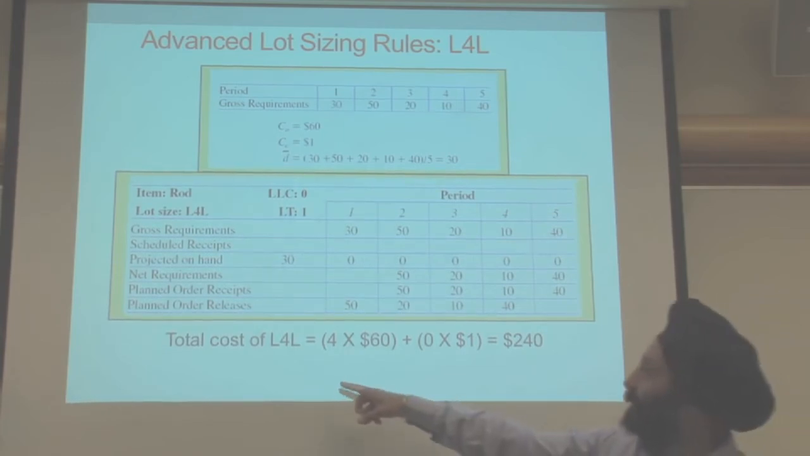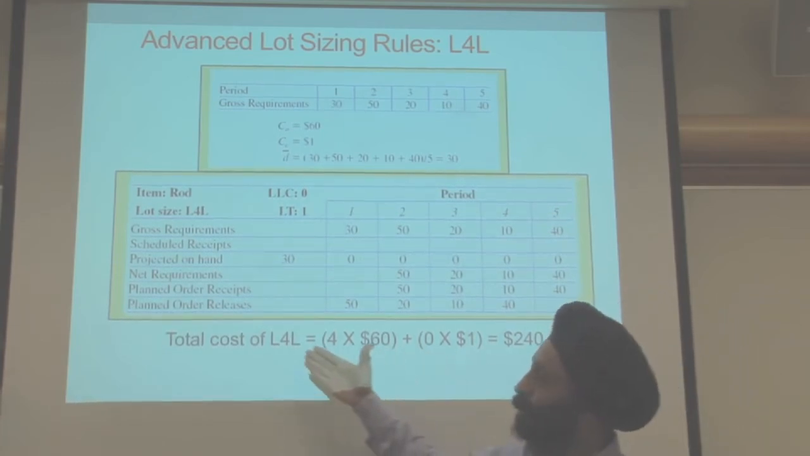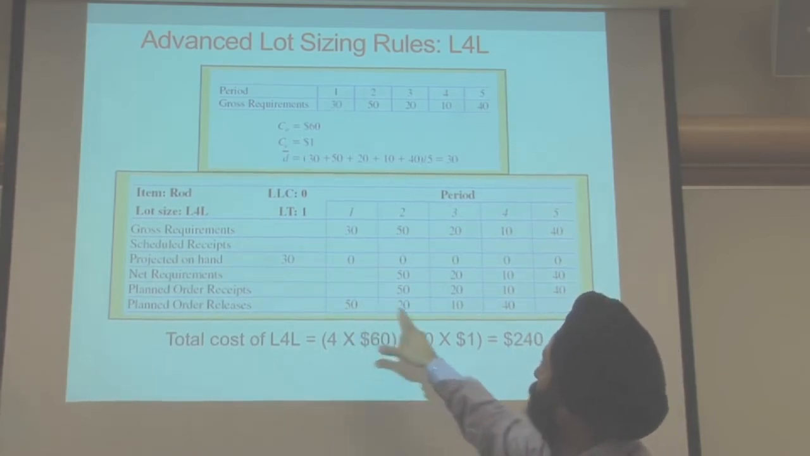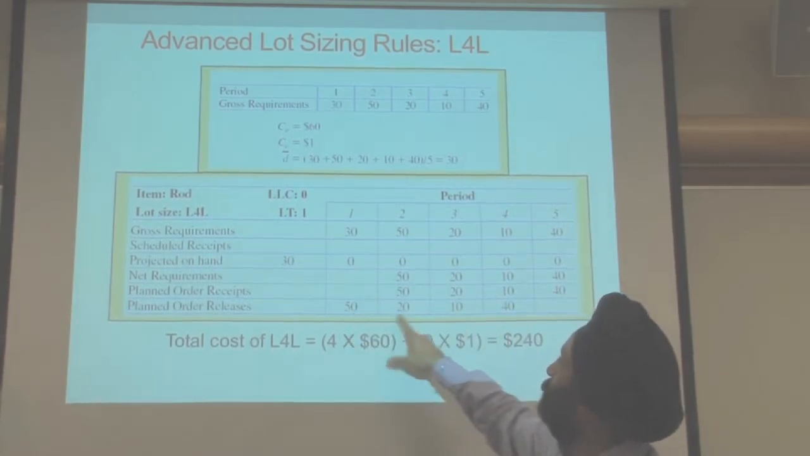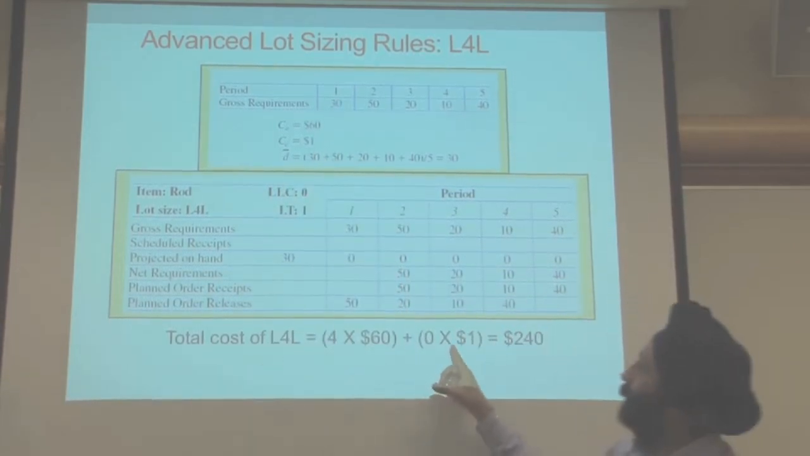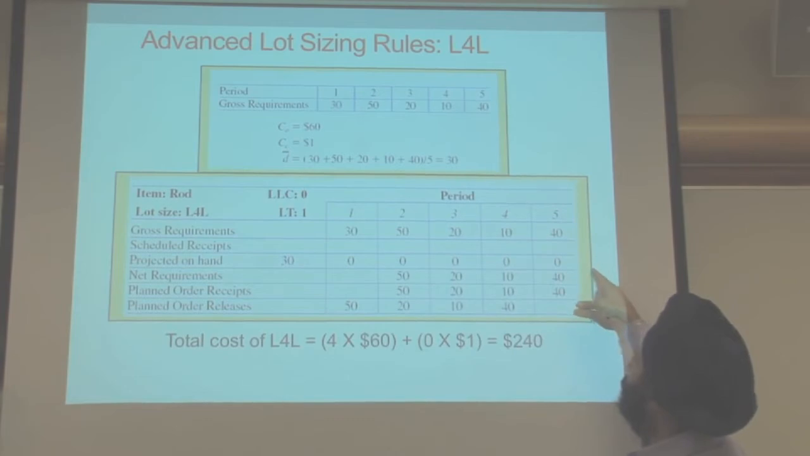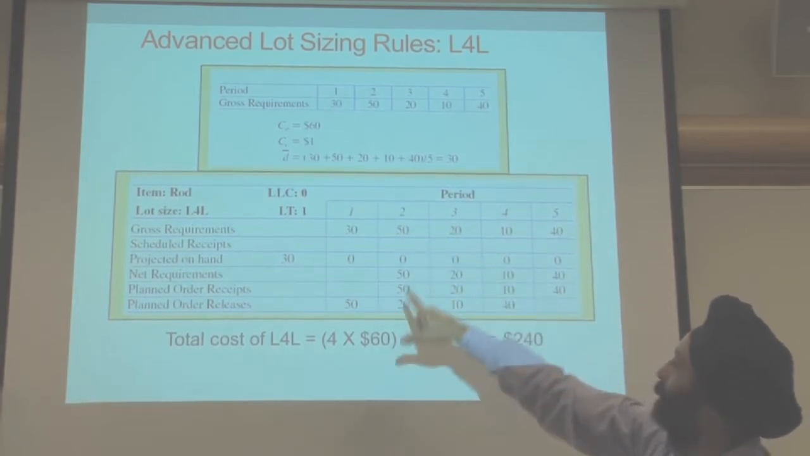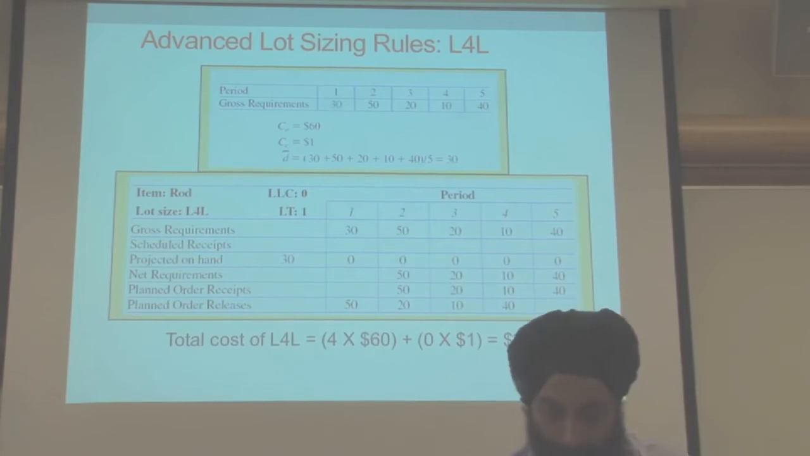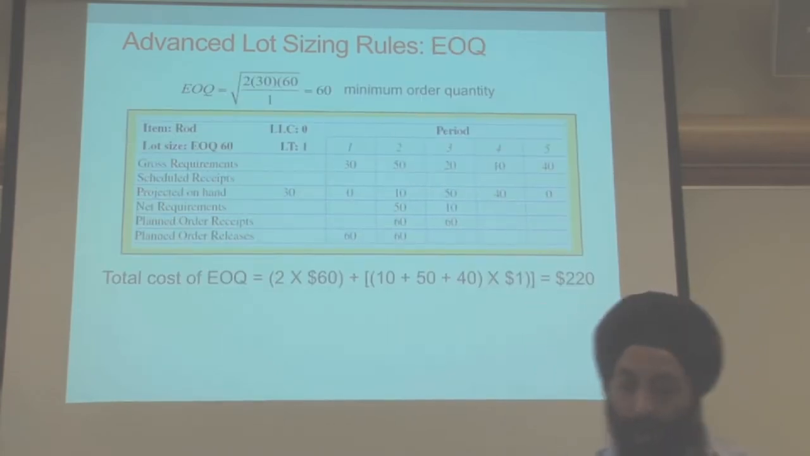So in this case, one can easily calculate the total cost for lot-for-lot, which is 4 times $60 ordering cost. We order 4 different times, in periods 1, 2, 3, 4, and each time we pay $60 plus, since we are not carrying any inventory, 0 times the $1. So altogether we are paying $240. Compare that with the economic order quantity.